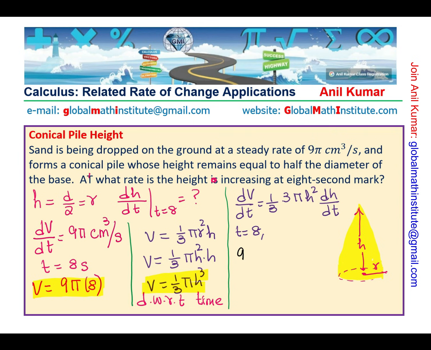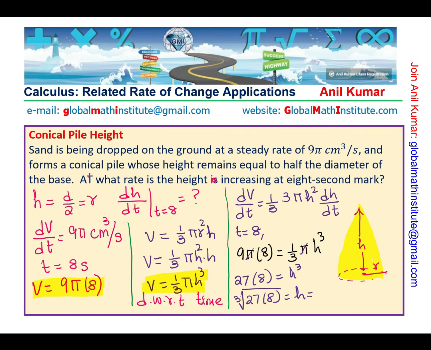So 9 pi times 8. I'm writing 8 at present, not multiplying them, is equal to 1 by 3 pi h cubed, right? So you can cancel pi and pi, see it becomes much, much simpler, and multiply by 3. So you get 27 times 8 is h cubed. So the cube root of this is what the height is.